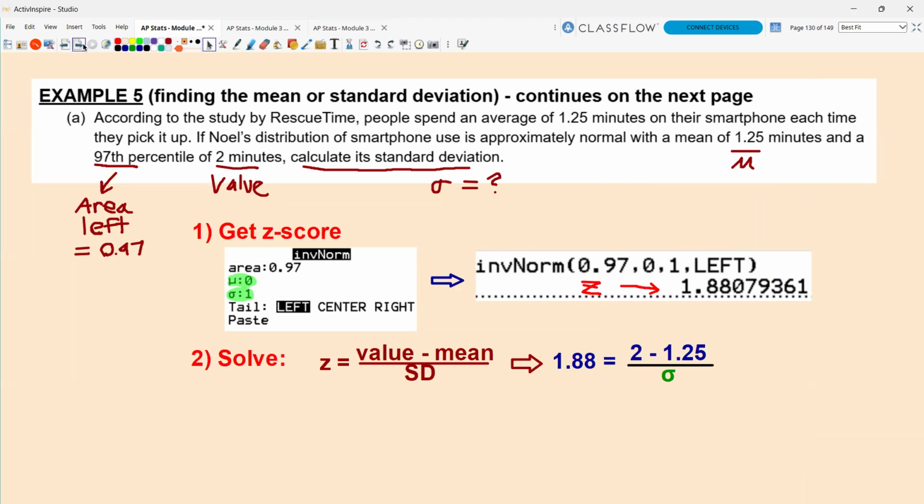In this case, it would make sense to move the standard deviation up and divide by the 1.88. So you can swap these out if you want in these types of situations. Do that calculation, 2 minus 1.25, and divide that number by 1.88, and you will have your standard deviation, which is about 0.399 minutes.